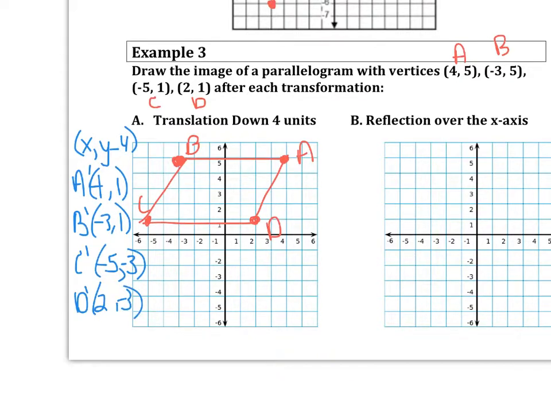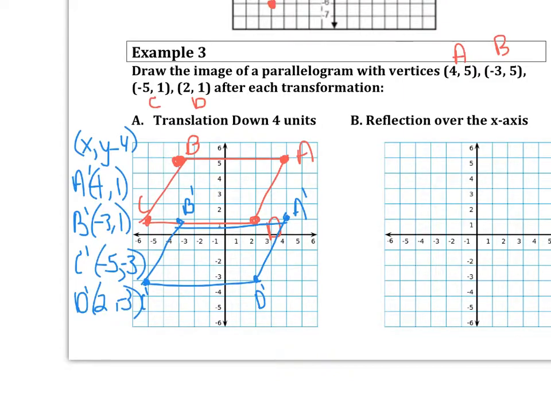So now we'll plot them on here. So A prime, which is 4, 1, would be right here, and it's okay if there's a little bit of overlap. B prime is -3, 1, so that's going to be right here. C prime is -5, -3, and D prime is 2, -3. And so now we'll connect them. And we can see that it's the same figure but has been translated down 4 units.